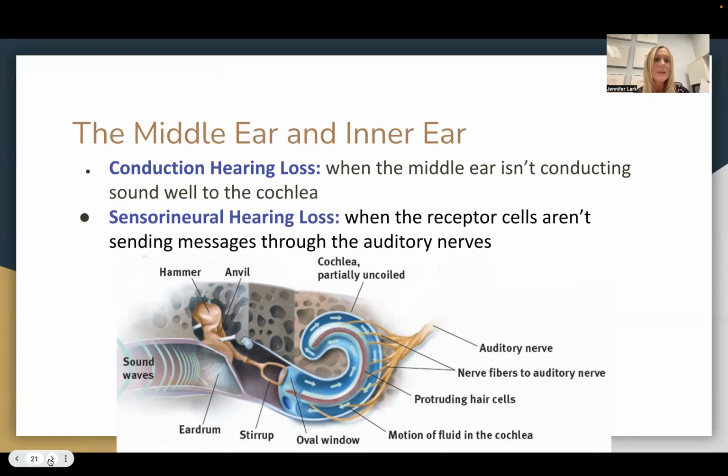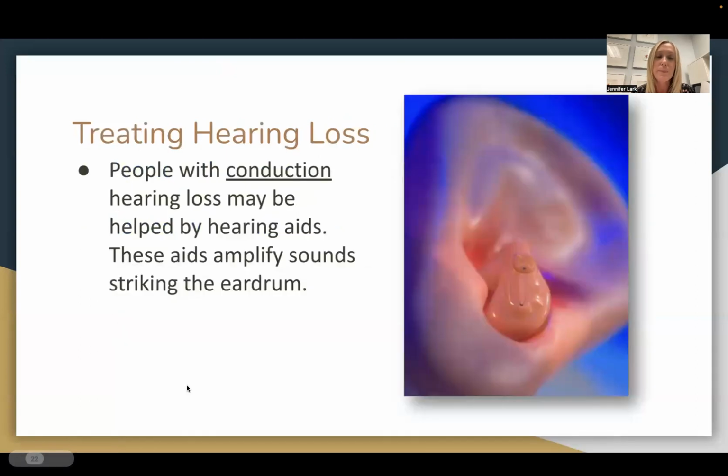Okay? Sensory neural hearing loss is when the receptor cells themselves in the cochlea are not sending messages through the auditory nerves. And so again, sound is entering the ear, sound information, sound waves, but it's not being transduced and sent to the brain for further processing.